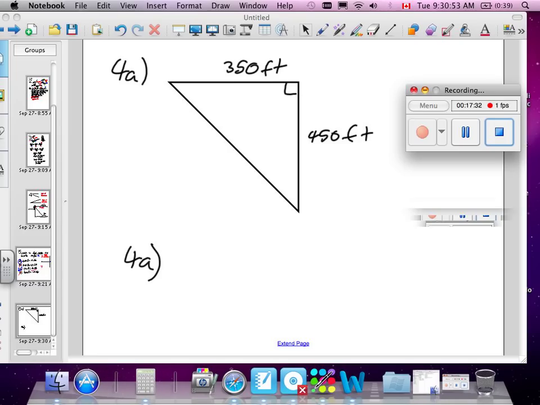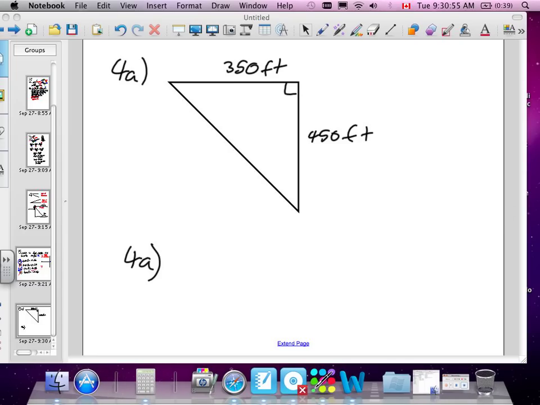Okay, question 4A from your review. They've told us that there is a lot that has two perpendicular streets connecting at a corner, which means they're going to create a right angle. One of the lots extends 450 feet, the other lot extends 350 feet. They want to know what angles each of the streets make with the lot. So in other words, they're looking for the other two angles.